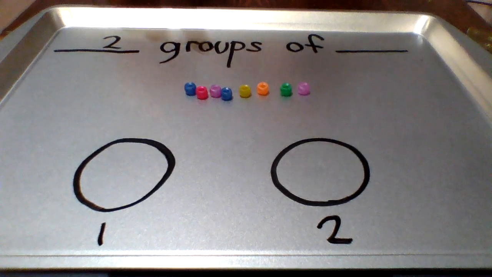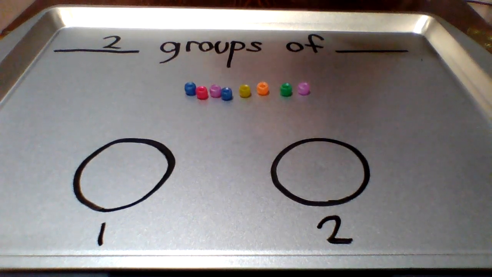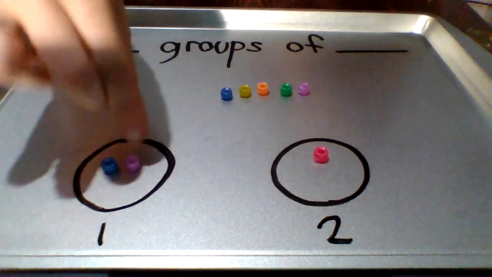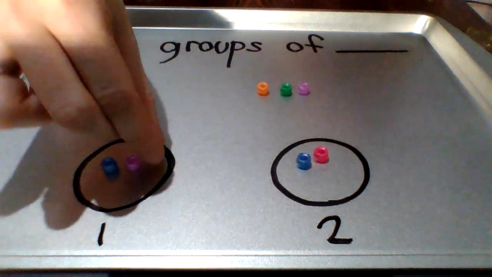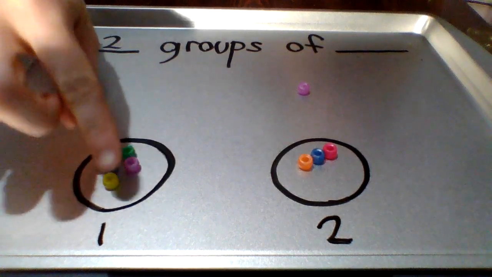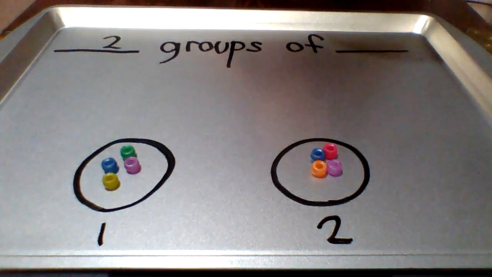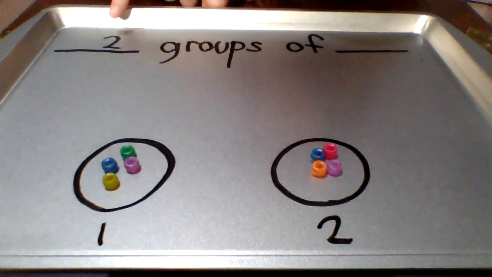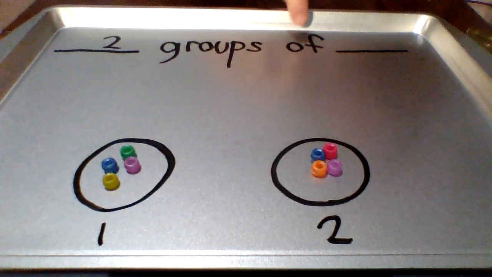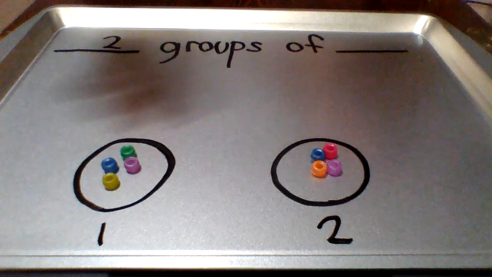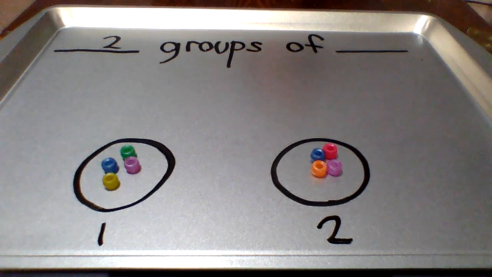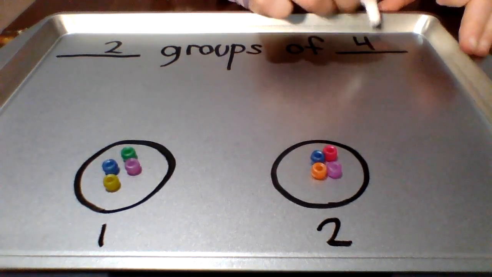So now we have a total of 8. We are going to separate them into these 2 groups. So I have 1 and 1, 2, 2, 3 and 3, 4 and 4. Okay? So we already told ourselves that we have 2 groups. 1, 2. 2 groups of how many are in each group? Well, I see 1, 2, 3, 4 in this group, and 1, 2, 3, 4 in this group. So you have 2 groups of 4.